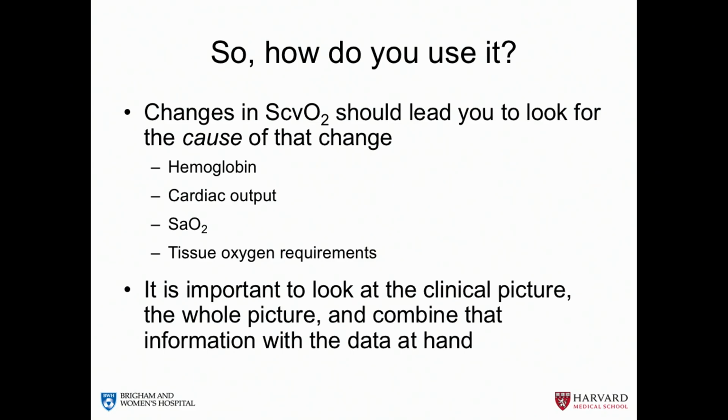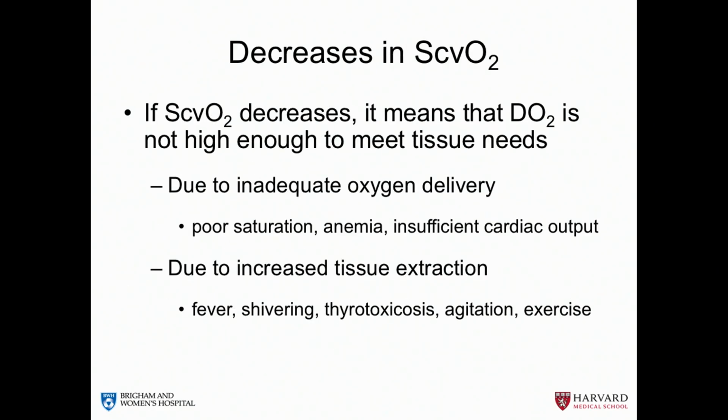But it's really important to be able to interpret this number based on the clinical presentation of the patient. And you really need to be thinking about the entire picture of that patient in both their history and the acute presentation. So decreases in central venous sat often mean that there's a decrease in oxygen delivery, i.e. that it's not high enough to meet tissue demands.